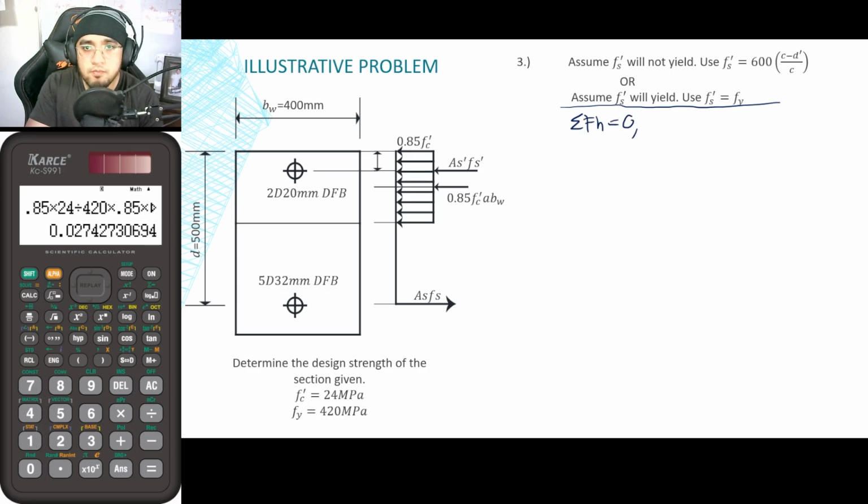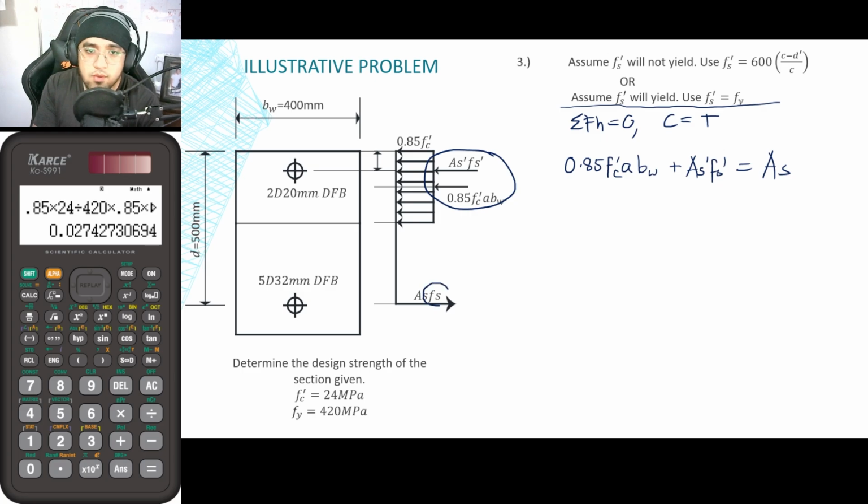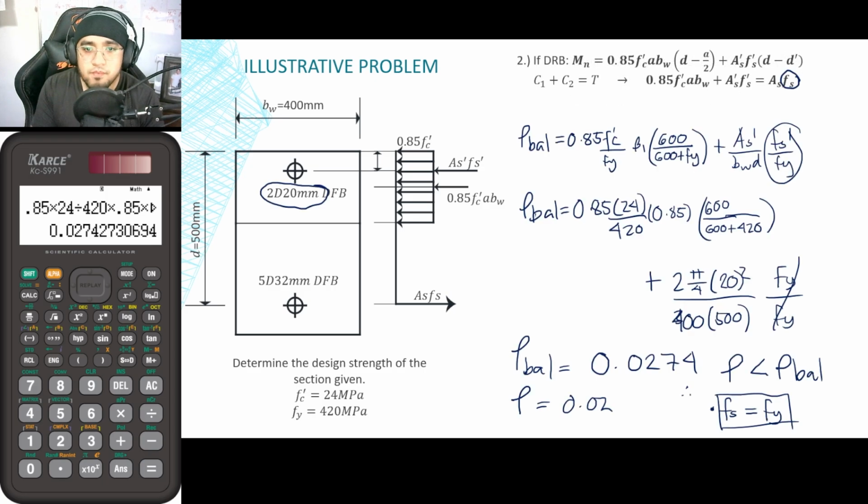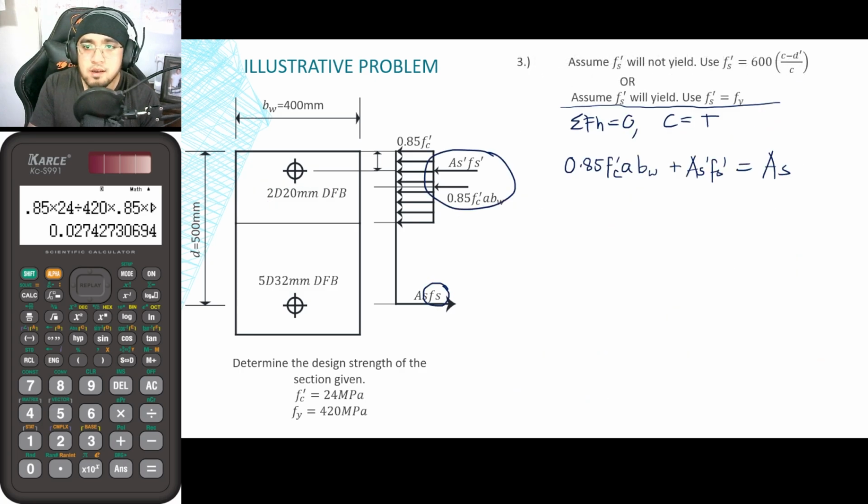For this particular step, we will make use of summation of horizontal forces equal to 0, or compression is equal to tension. Looking at our figure on the left once again, what are the compression forces here? We have these two. That is 0.85 times F prime c times a times b sub w plus As prime Fs prime. This is equal to As times Fs, and for the value of Fs, we have already confirmed earlier that it will yield by comparing our rho to the rho balanced. So from that, we will make use of Fy here.